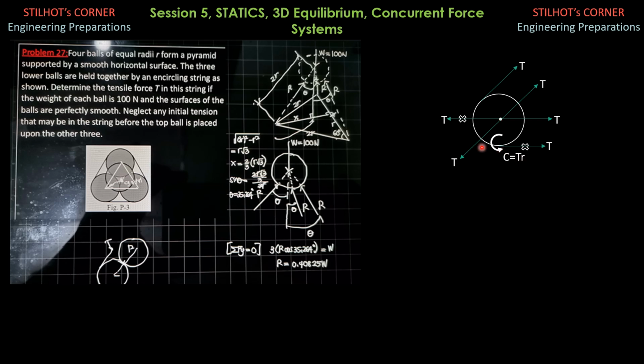Likewise, this T which is down to the left and that T which is up to the right can be removed and replaced with another couple, but this time the couple is clockwise. The magnitude is the same, TR. So this T and that T here are now removed from the system, leaving these two forces, T rightward and T up to the left, and the angle between them is 60 degrees.